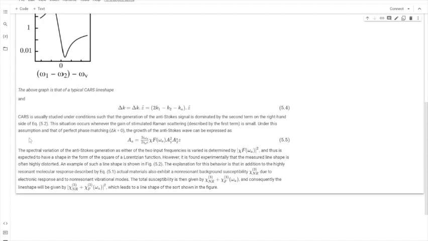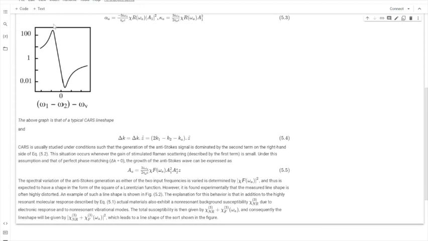The spectral variation of anti-Stokes generation as either of the two input frequencies is varied is determined by this expression, and thus is expected to have a shape in the form of a square of a Lorentzian function. However, when measured experimentally, it was found that the line shape is often highly distorted. An example of such a line shape is given in the above graph.